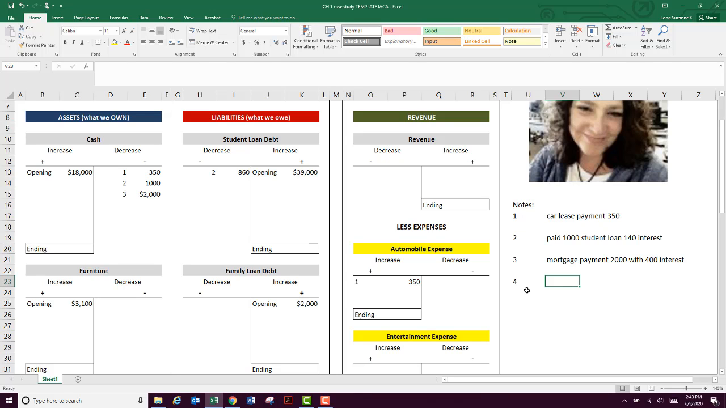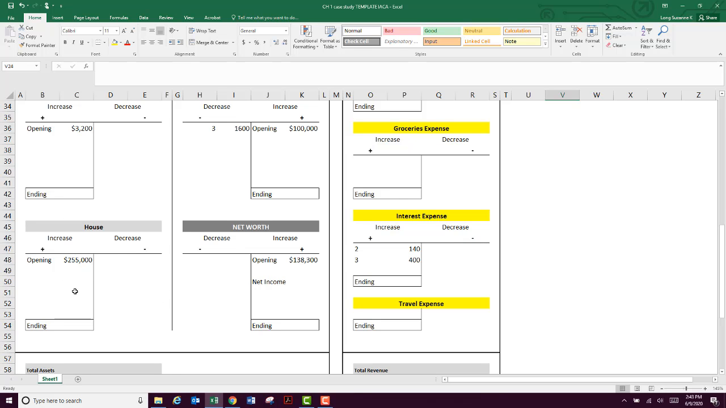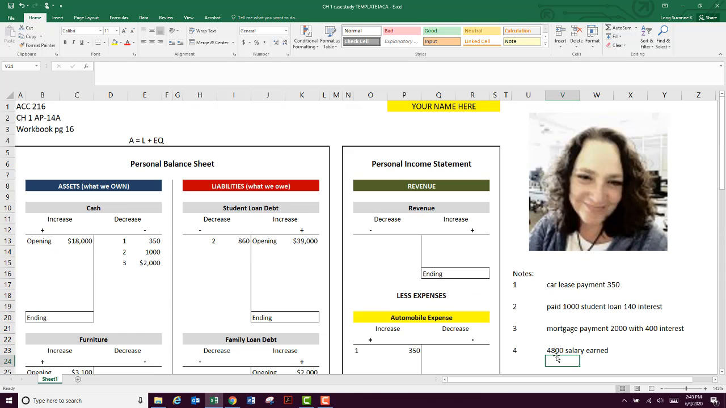$4,800 from salary earned was directly deposited to the bank account. Well, if it wasn't direct deposited, we'd go and take it to the bank, right? So, okay, salary. Man, who is this person? $4,800 salary earned. I want to know this person. Maybe that $250,000 house has a pool. Okay, $4,800 salary earned. And in the book it says, and deposited to the bank.